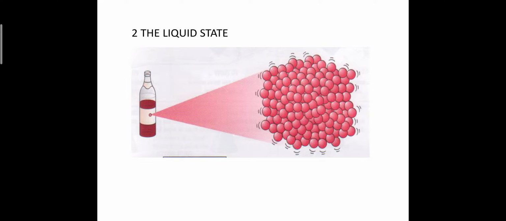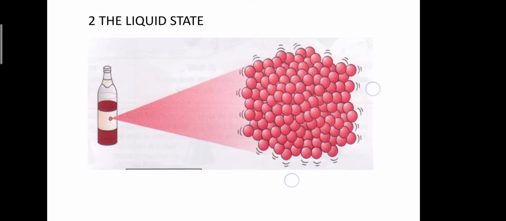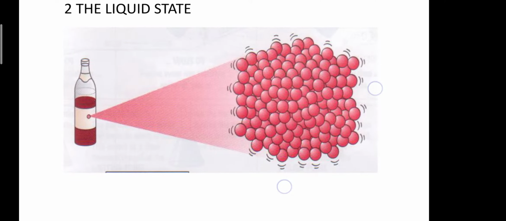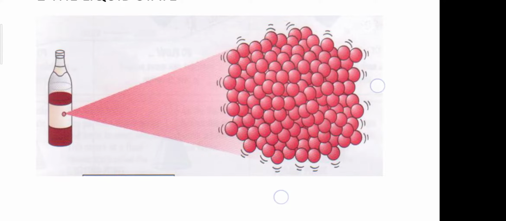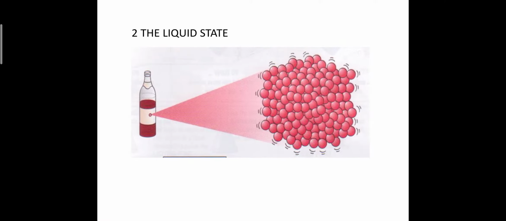Now coming to the liquid state, we can take the example of a bottle containing liquid. We can see the molecules, how they are arranged. Just have a look at the diagram. This will help you to figure out a few things easily.